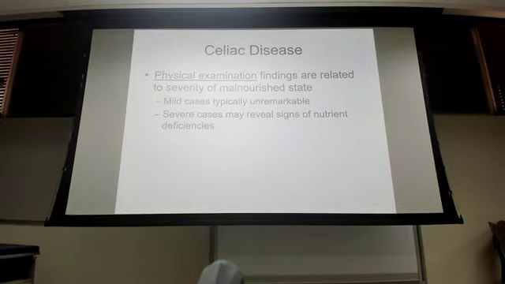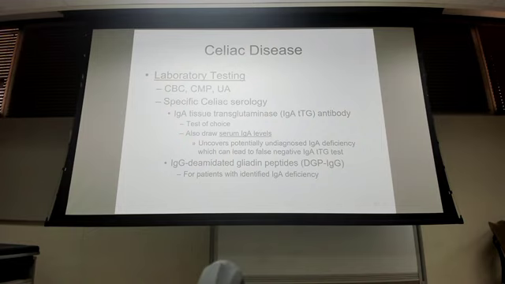Take home point is you've got to look for it, because a lot of times patients are going to come in normal unless they get to this advanced stage of malnutrition. What do we do for it? The most important thing you're going to do is get an IgA tissue transglutaminase antibody test, IgA TTG. You're going to do your basic workup, which we've done on all of our patients with GI complaints: the CBC, the CMP, probably a UA. But the specific serology to test for celiac disease, there on your slide, is the IgA TTG antibody, the test of choice.